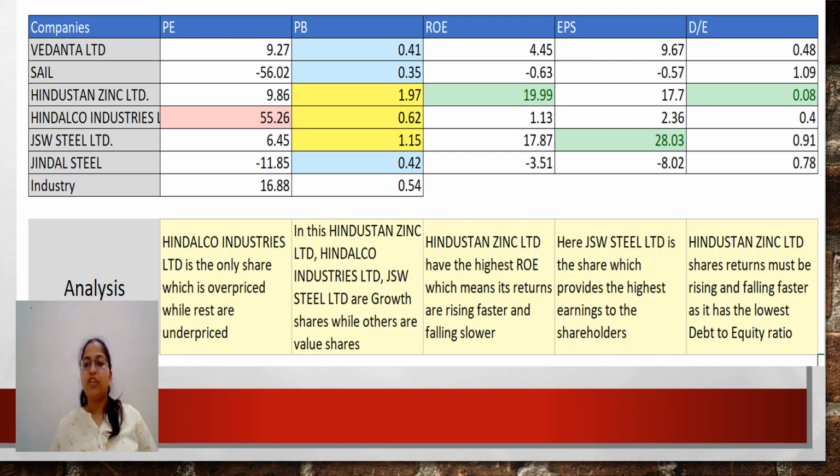Hindustan Zinc has the highest ROE, whereas JSW Steel has the highest earnings to shareholders. We see Hindustan Zinc has the lowest debt to equity ratio. In this, we make an observation that Hindustan Zinc is the company that has the highest PE, which is a growth share, and it is also giving the highest returns to its shareholders, whereas its debt to equity is also quite low. So it is a company to look forward to on the basis of its fundamentals.